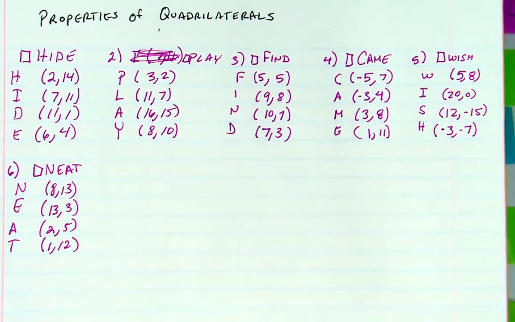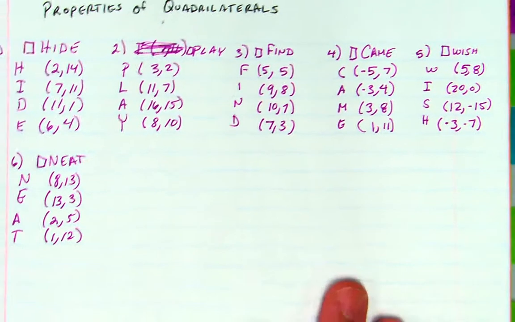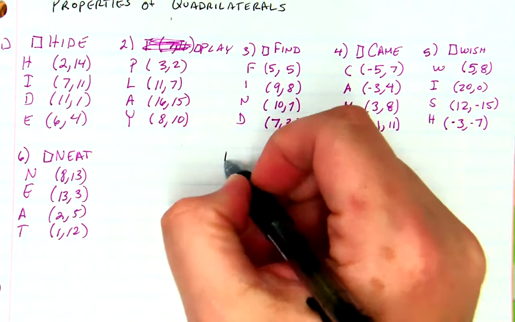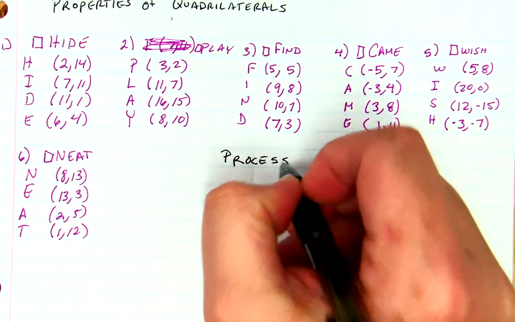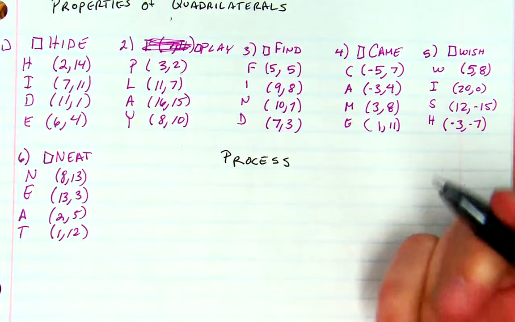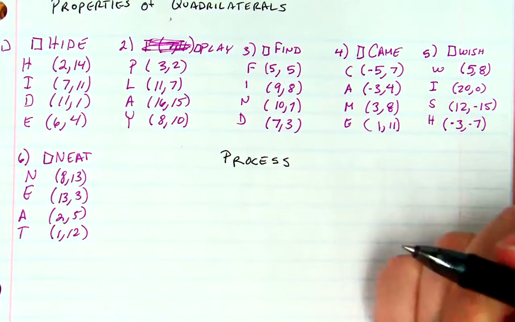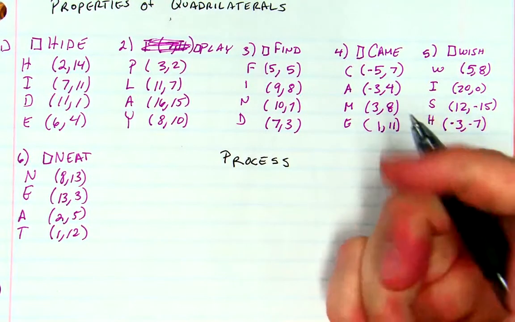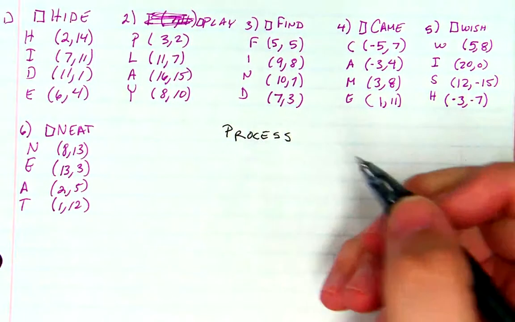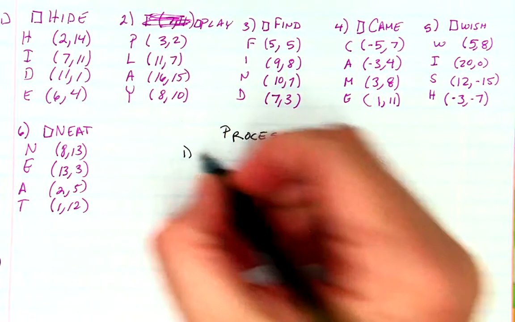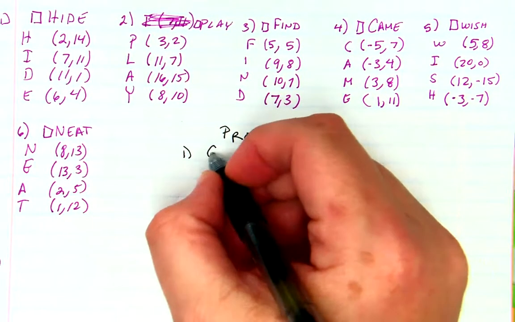Now, there's going to be certain things that you have to be able to do. So your process is going to look like this. And again, I apologize. My handwriting will get better as the year goes on and my hand heals. So this is as good as it gets for now. 1, you're going to have to be able to graph.